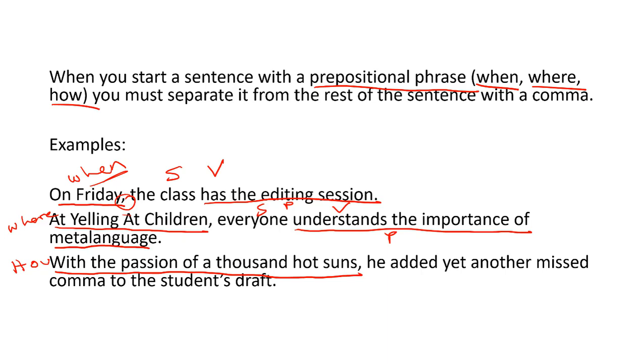But let's go through our process again. Let's see if this is an independent clause. He, subject. Where's our verb? Added. What does the predicate tell us about he? It tells us that he added yet another missed comma to the student's draft. There's our predicate. So here's our prepositional introductory phrase. How is he doing that? In what manner? With the passion of 1,000 hot suns. So this is our introductory phrase, comma, at the beginning.